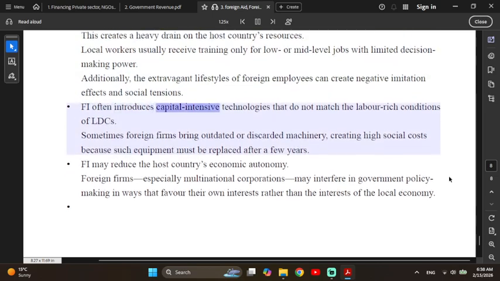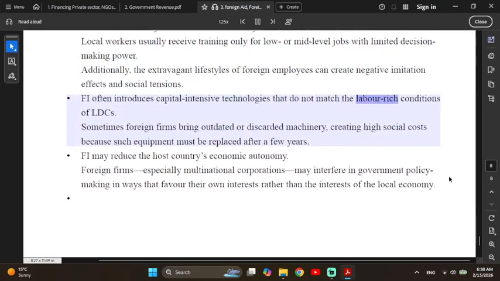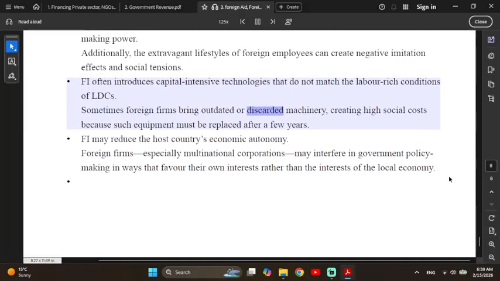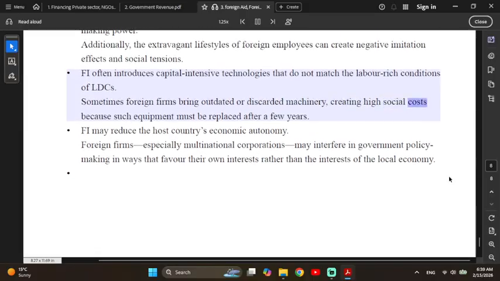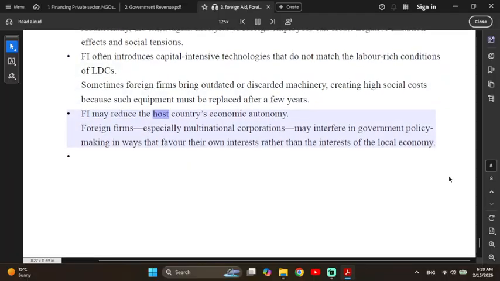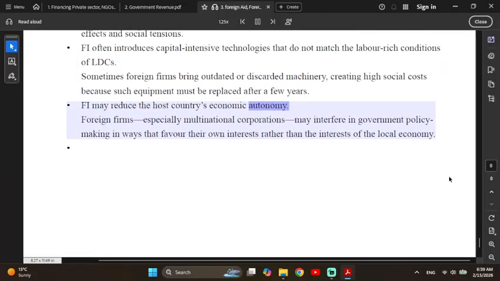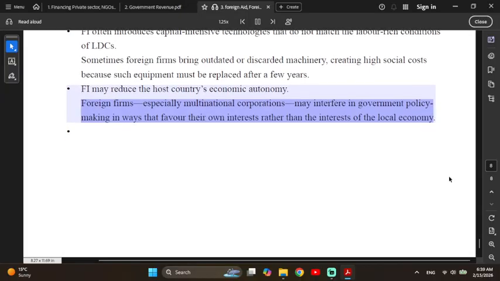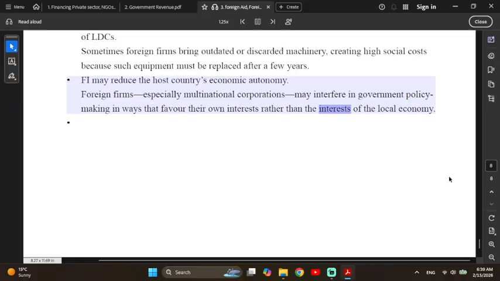FI often introduces capital-intensive technologies that do not match the labor-rich conditions of LDCs. Sometimes foreign firms bring outdated or discarded machinery, creating high social costs because such equipment must be replaced after a few years. FI may reduce the host country's economic autonomy. Foreign firms, especially multinational corporations, may interfere in government policy making in ways that favor their own interests rather than the interests of the local economy.